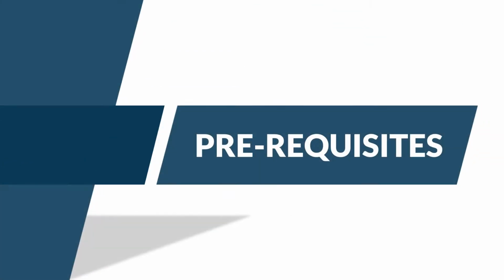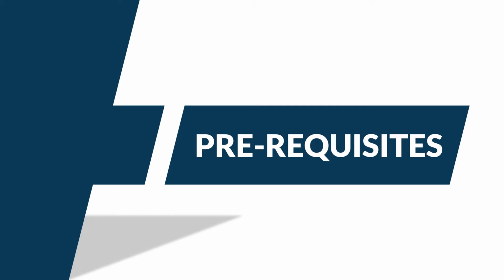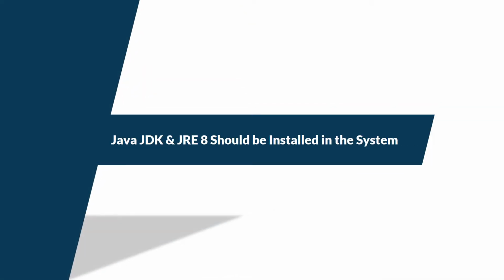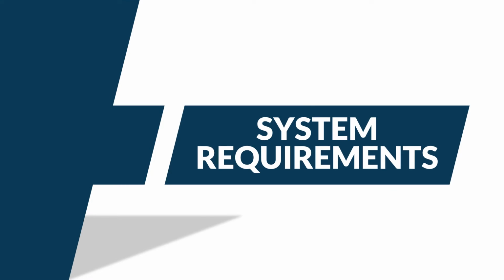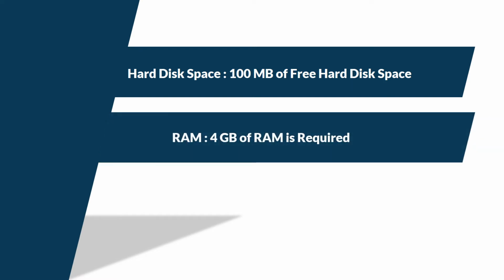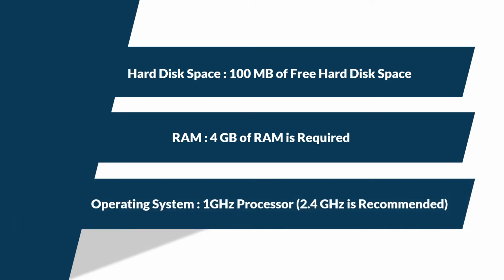Now let's check out the prerequisites before installing the software. Make sure that Java JDK and JRE 8 are installed in the system. Now let's check out the system requirements. Make sure that you have the recommended hard disk space, the recommended RAM size of 4 GB, and the recommended processor speed as well.